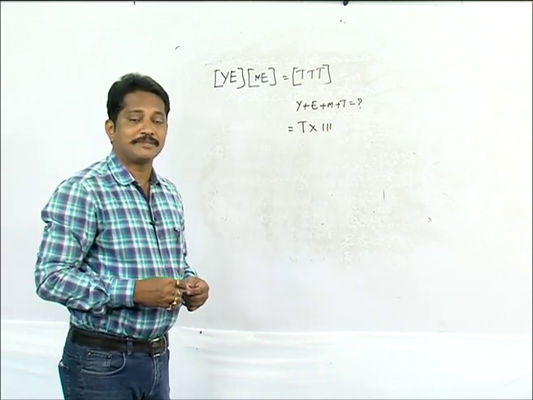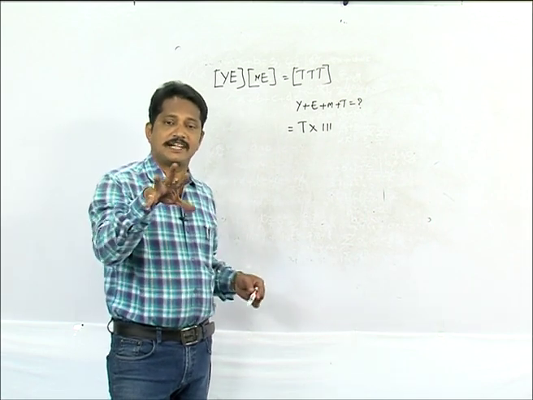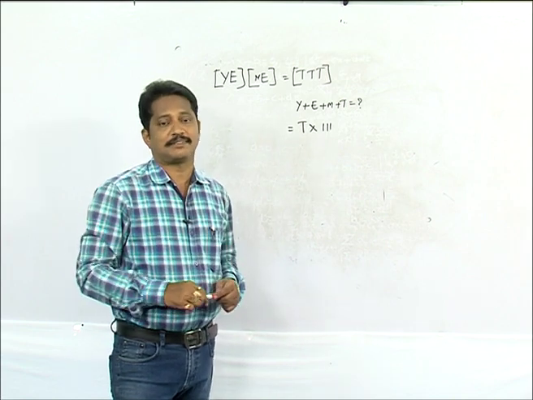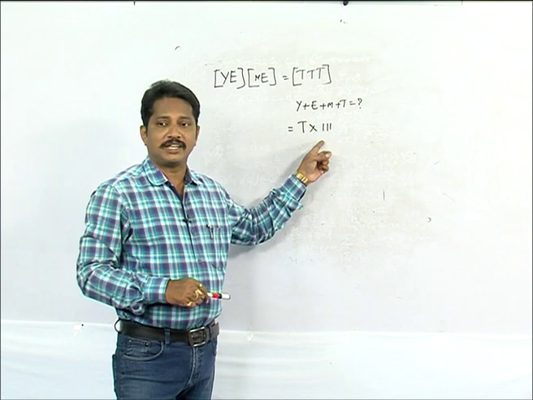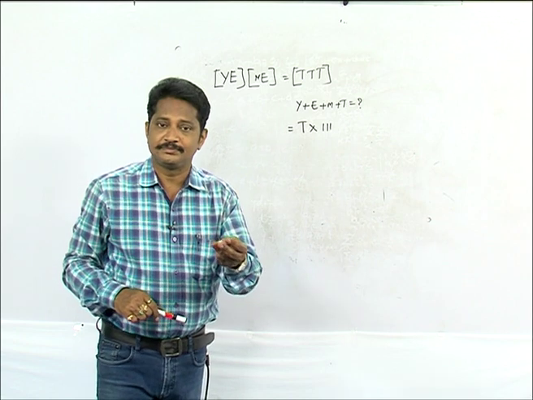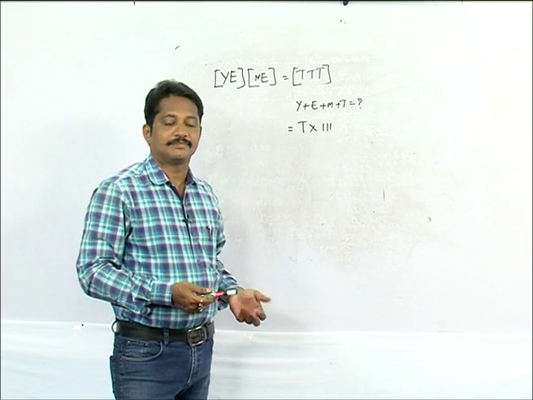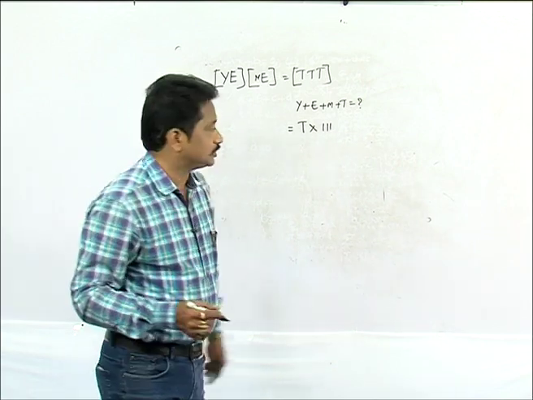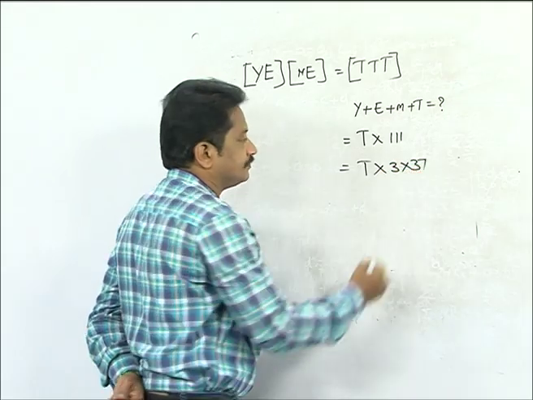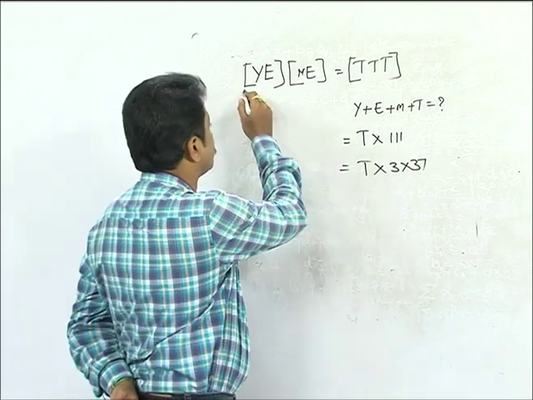Now, I am using the divisibility law of 3. What is the divisibility law of 3? If the sum of all the digits of a number is divisible by 3, the number is divisible by 3. Here, by just observation, 1 plus 1 plus 1 is 3, so the sum is divisible by 3. So obviously the number is divisible by 3. So, I am taking 111 as 3 times 37, 37 threes are 111. Okay, it is nothing but YE into ME.